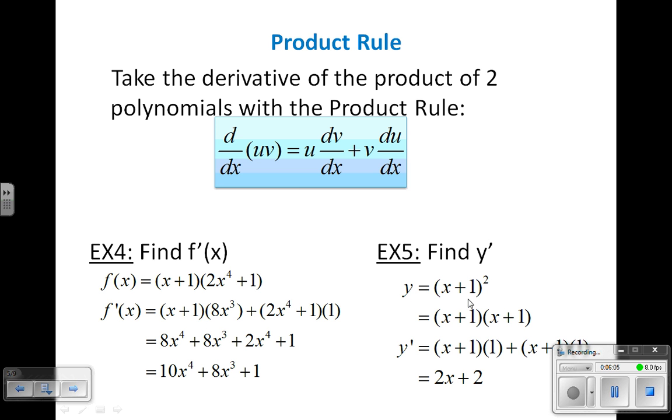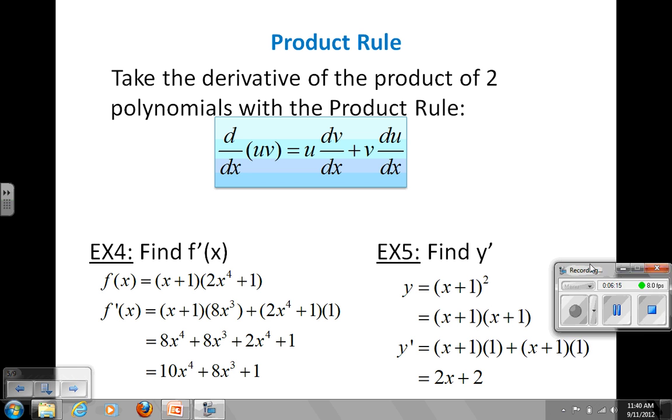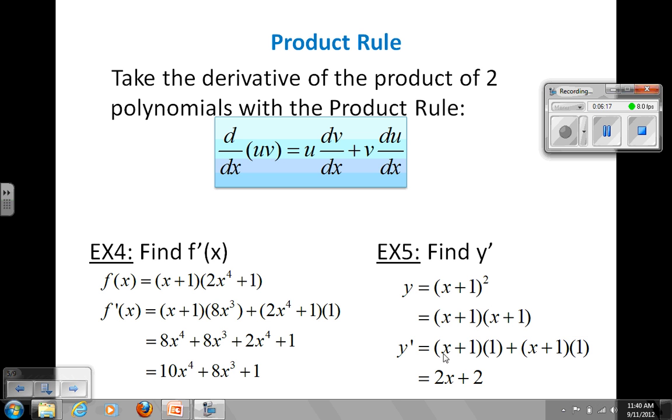Okay, let's try one more. So here we have x plus 1, whole thing squared. Well, if you want, you can think of that as a product still. X plus 1 times x plus 1. So with my product rule, I have the first thing, x plus 1, times the derivative of the second part. Derivative of x is 1, derivative of 1 is 0, so 1 plus 0 is 1. Plus the second thing times the derivative of the first thing, 1 again. Clean it up, I get my answer.